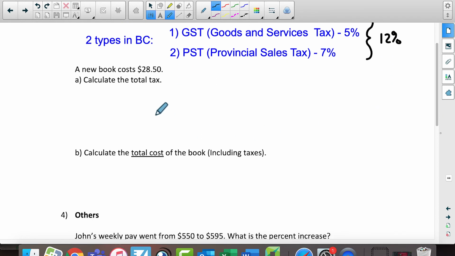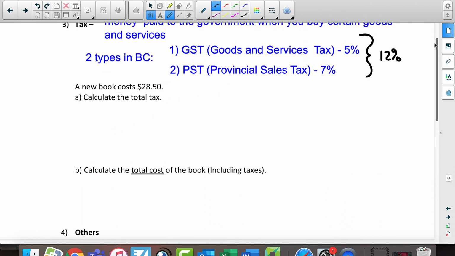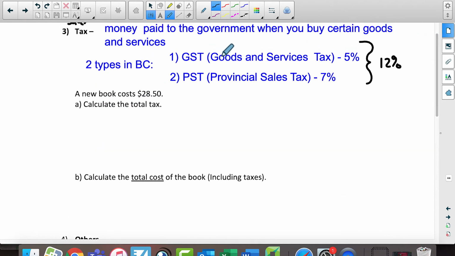So let's look at the first question. A new book costs $28.50. Calculate the total tax. One way you could do this is you could figure out the GST, 5% of $28.50, figure out the PST, 7% of $28.50, and then add those amounts together. But why don't you just do it this way? Add the percentages together and get 12%, and now find 12% of $28.50, and you'll have your total tax. I think that's going to be faster.